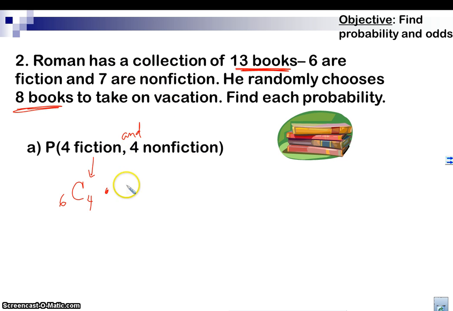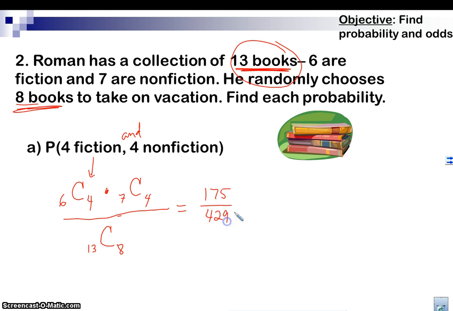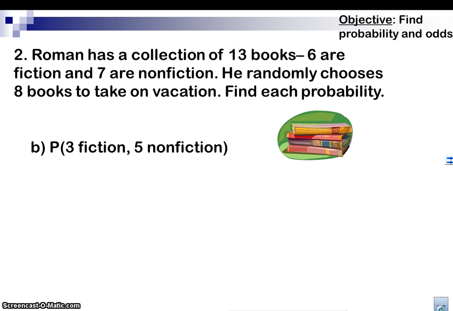How many nonfiction? 7. So I have 7, and I'm going to choose 4 of them. Divided by the total number of things that I'm taking. I have 13 books, and I'm going to choose 8 of them. All right, I'm going to plug that into my calculator, and I'm going to get 175 over 429. Okay? And if you're another student and you don't have a calculator that you can easily do this in, like a graphing one, you might have to use the formula. All right, let's take a look at another one.